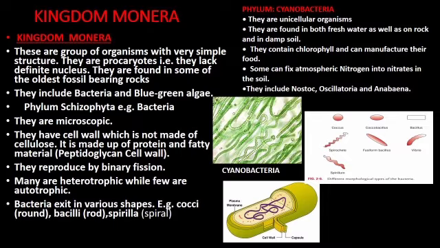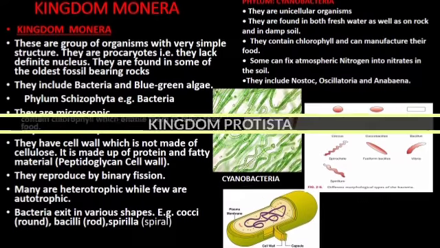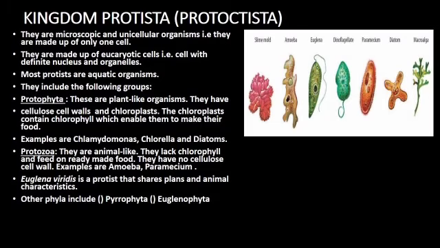As you can see, cyanobacteria there, Anabaena. These are examples of cyanobacteria. The next kingdom, which I want to talk about quickly, is the kingdom Protista or Protoctista. These also are microscopic organisms. They are unicellular organisms, just because they are one cell.